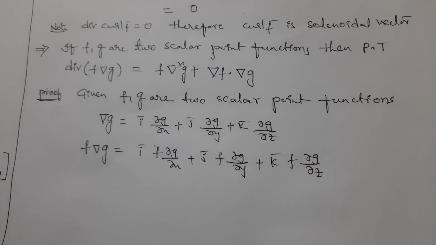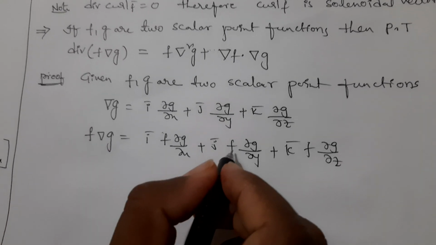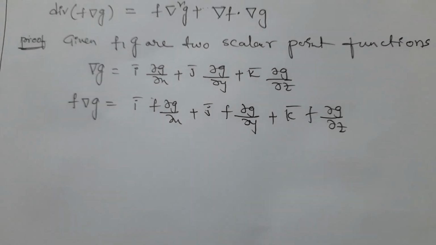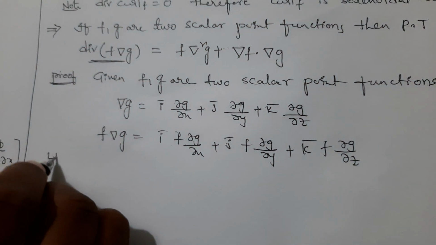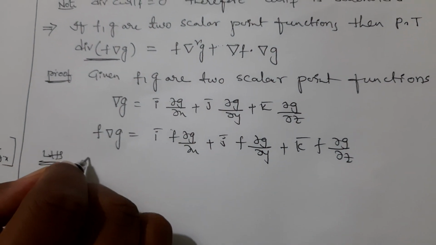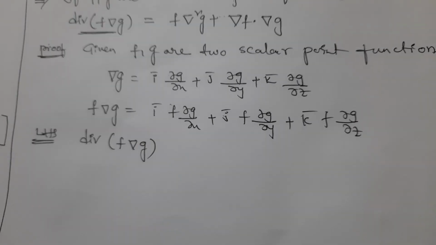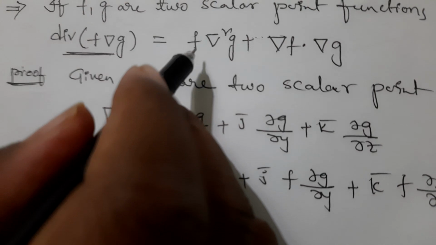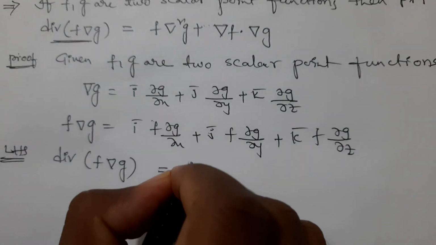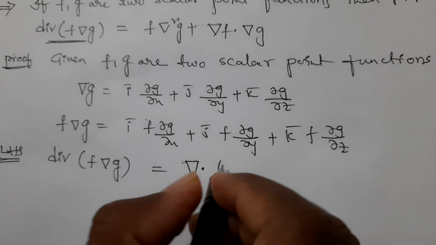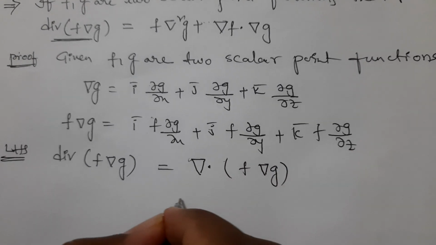Multiply each term with f. Then go to the question. LHS is prove that divergence of f into del g. This is LHS value. Divergence of f into del g equal to f into del square g plus del f dot del g. Divergence is nothing but del dot f into del g.